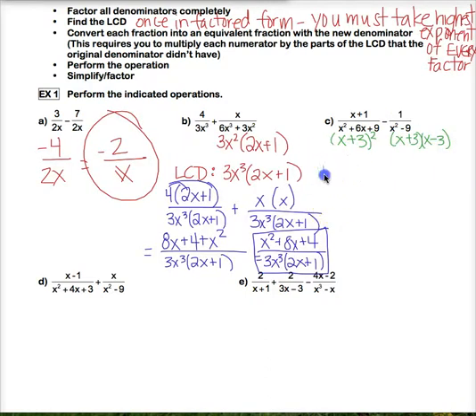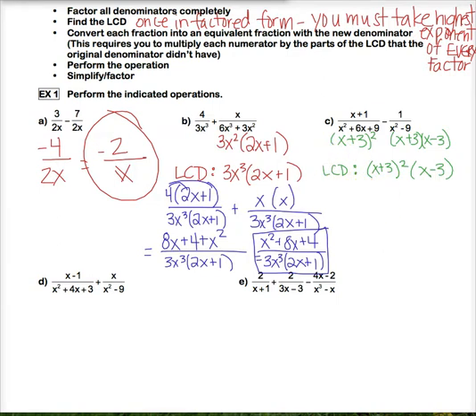So when I go to find my LCD, remember every factor that appears, I need the highest power that I see of it. So one factor that I see is x plus 3. I have one of them over here and I have 2 over here. So the highest exponent is the 2, so I take that. And then the other factor that I see is the x minus 3. That's just to the first power. I don't see any squareds on that. So my LCD is going to be x plus 3 squared times x minus 3.